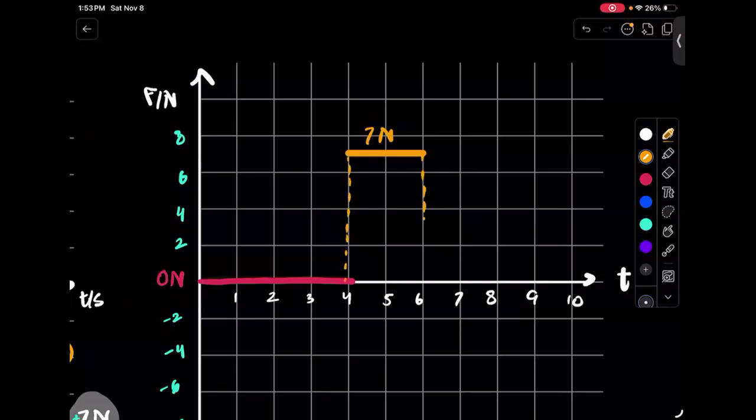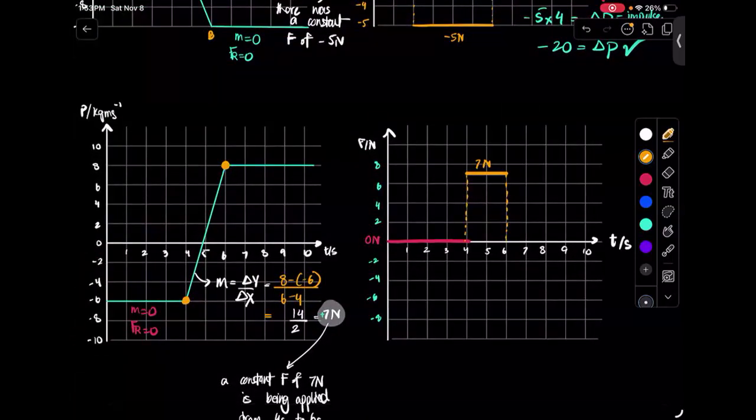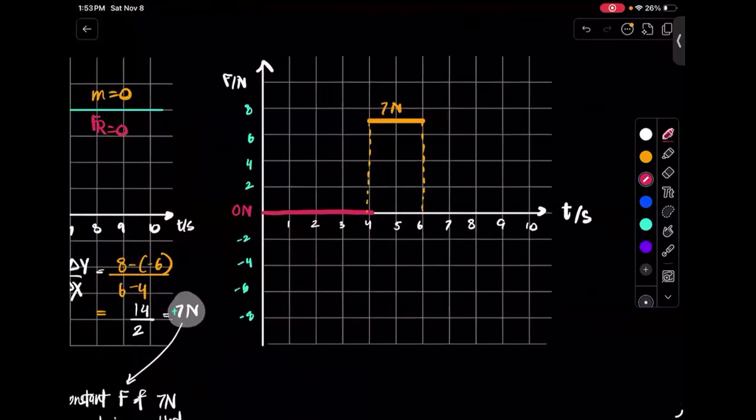Then from 6 seconds to 10 seconds, the slope was 0, which means the resultant force was 0. So you continue with 0 force from 6 seconds to 10 seconds. And there you have it.